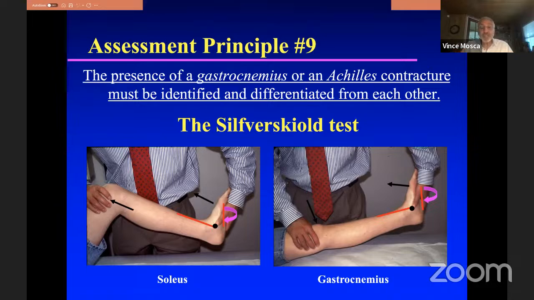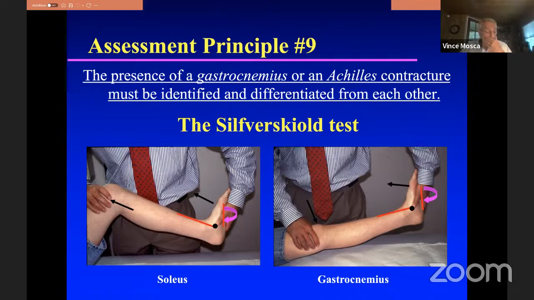Do that with the knee flexed first, eliminate the gastrocnemius, then with the neutral subtalar joint, dorsiflex the ankle, and see if the soleus is contracted. Extend the knee, maintaining subtalar neutral, and dorsiflex the ankle. So in this case, you can see subtalar neutral, knee flexed, the ankle dorsiflexes. The soleus is not contracted.